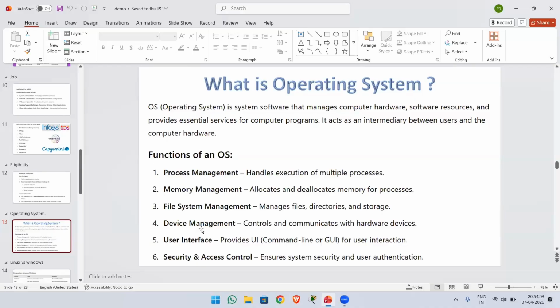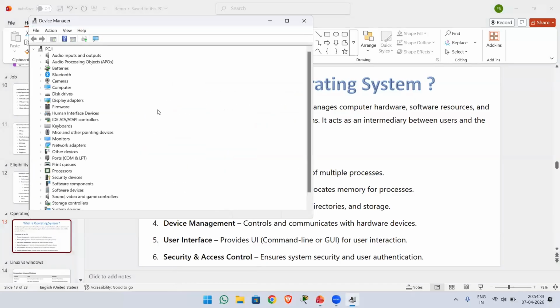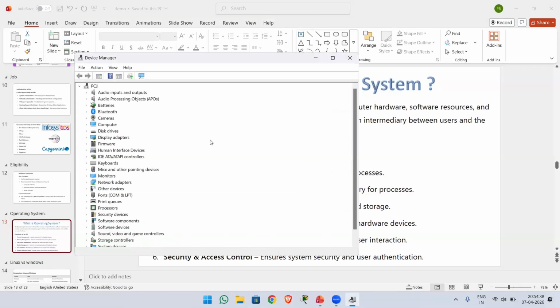We use different types of devices with our computers, like mouse, keyboards, Bluetooth, external Wi-Fi adapters, webcams, all these devices. So how will these devices connect to your system? For connecting these different types of devices, we need device drivers. And the drivers are also managed by our operating system. So you can see the device manager. Here you can manage all the drivers of these devices.